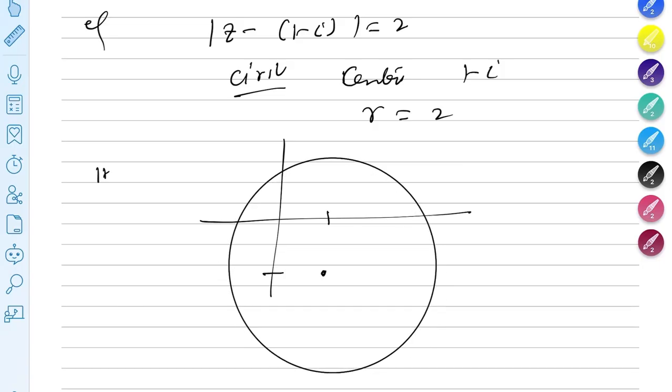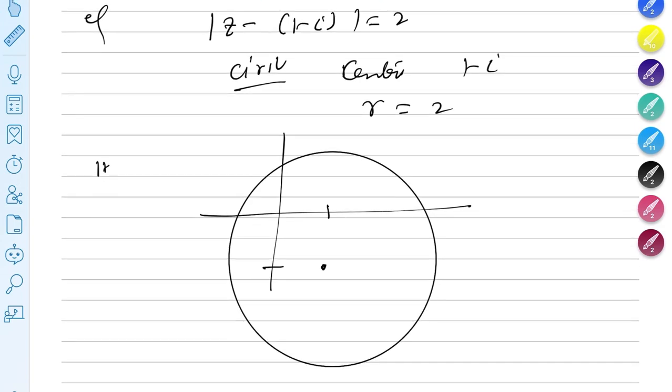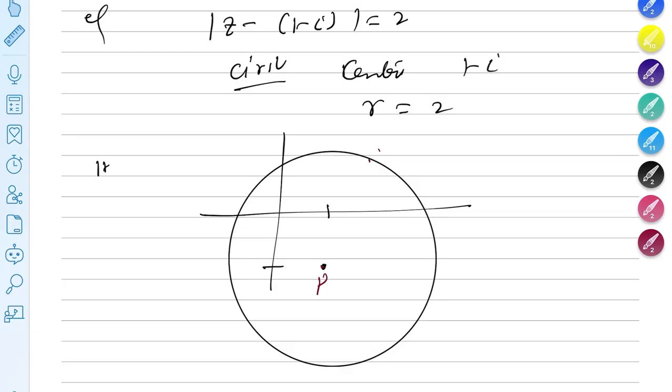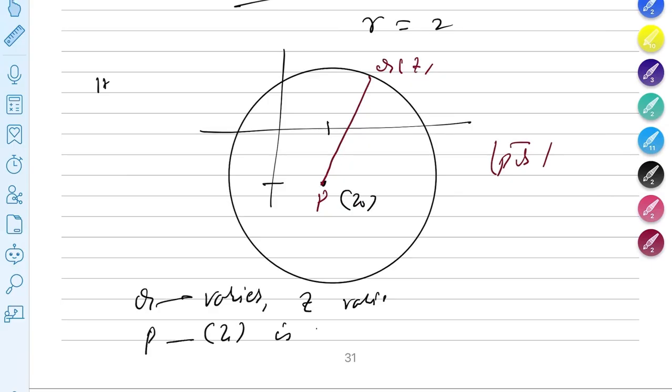Okay, so this is something like this. Let's say this is the point P and this is the point Q which is varying. So the distance PQ is constant, so Z varies. Clearly this Q varies, that is, the Z varies, whereas the P, that is Z0, is constant.